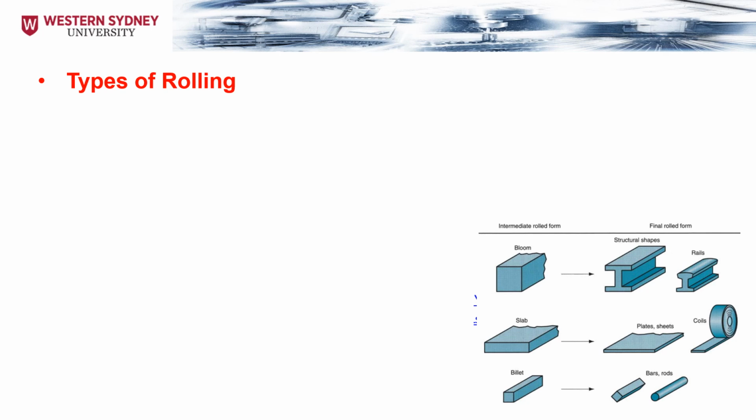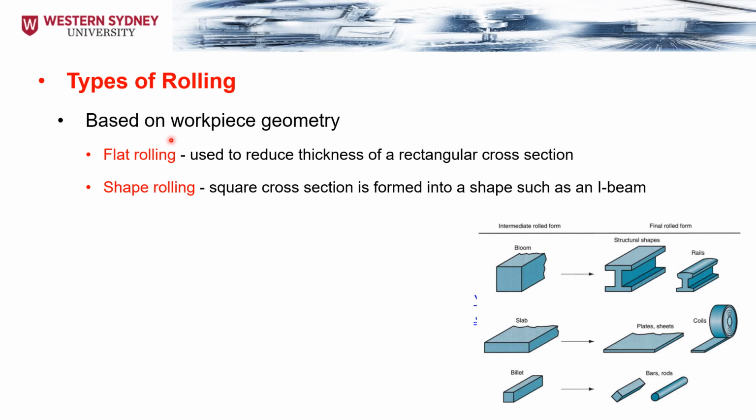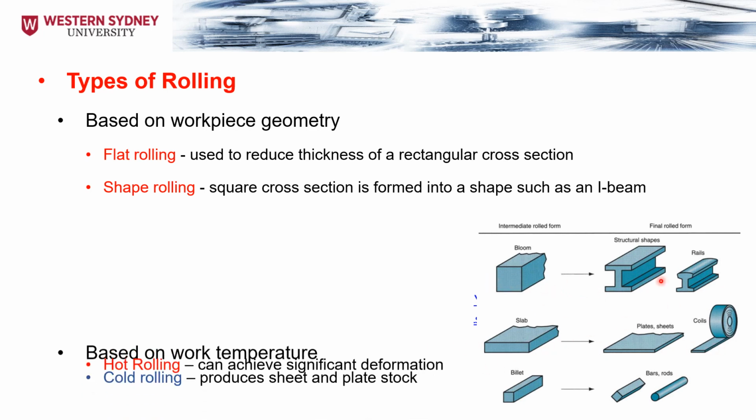The types of rolling are not just flat rolling like what we saw earlier. Based on the workpiece geometry, we can have flat rolling and we can have shape rolling. Flat rolling is used to reduce the thickness of a rectangular cross section, while in shape rolling, the square cross section is formed into a shape such as the I-beam, as you can see here. So this is flat rolling, and this is shape rolling.